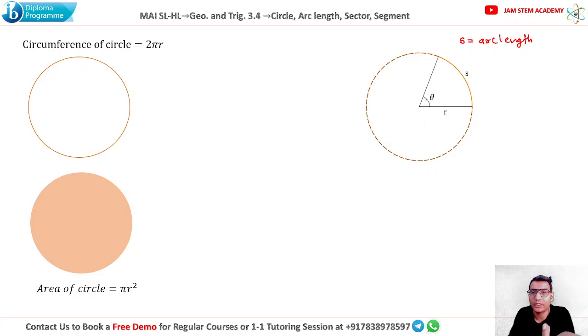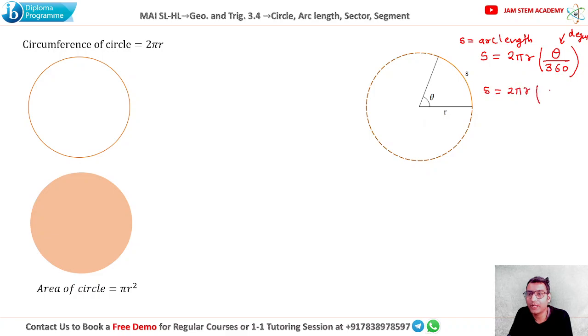One complete rotation makes 360 degrees, but this time we have only theta. So using the unitary method, we can always find the arc length. The total is 2 pi r corresponding to 360 degrees, so whatever angle is given to us, take theta over 360 times 2 pi r, and that will be your arc length s. That is for degrees. If the angle is given in radians, you use theta over 2 pi times 2 pi r.